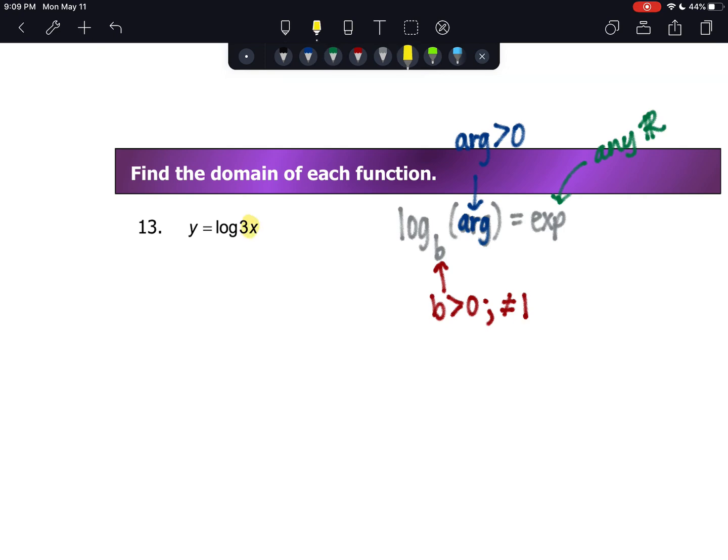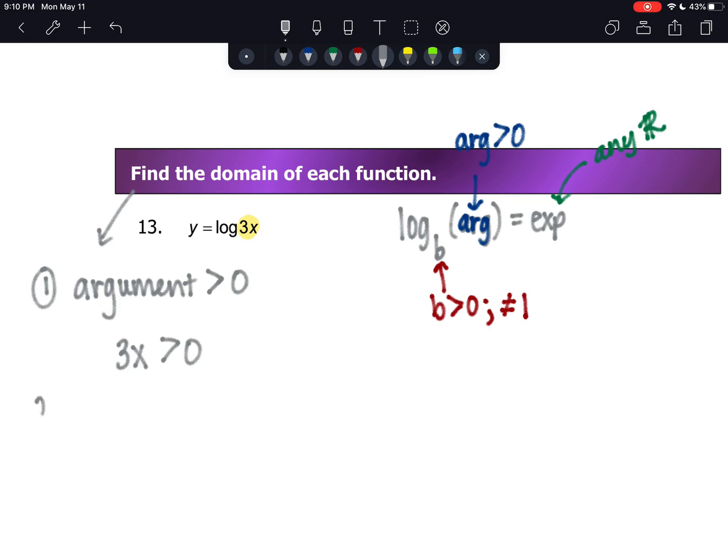We want to find the domain. The domain is our inputs. So what can we put in for x? So we're going to take the argument. Whenever you're finding the domain, you're going to take the argument and set it greater than 0. Not equal to 0, just greater than 0. So I have 3x is greater than 0. Then you're going to solve for x, and that will be the domain.